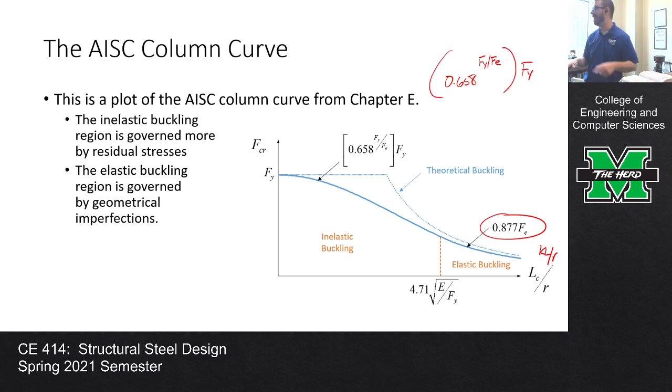And if you plot that, it looks like this. So you get sort of this S curve looking shape here. This is the theoretical buckling, that's just Fe, and I just have it cut off at the yield stress so that the curve just doesn't go on forever. But that's what the critical buckling stress curve looks like.